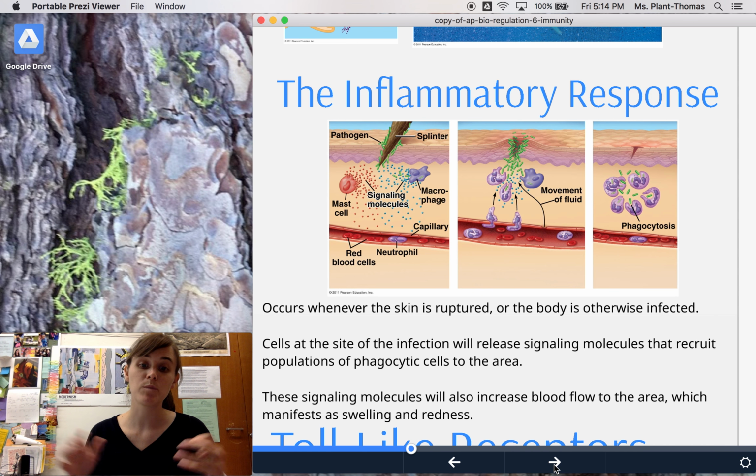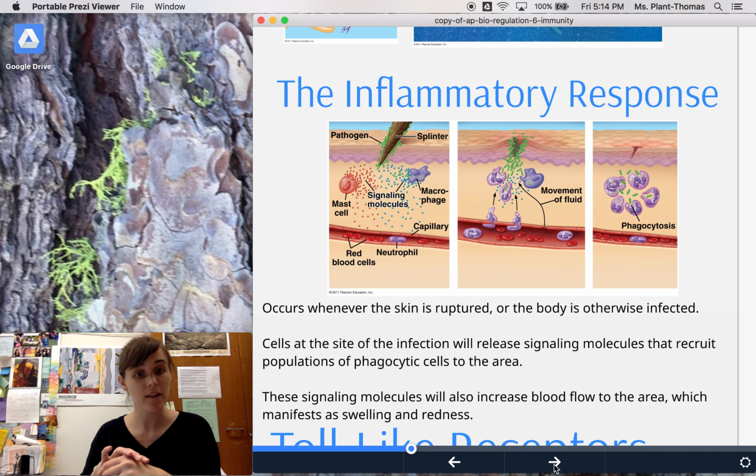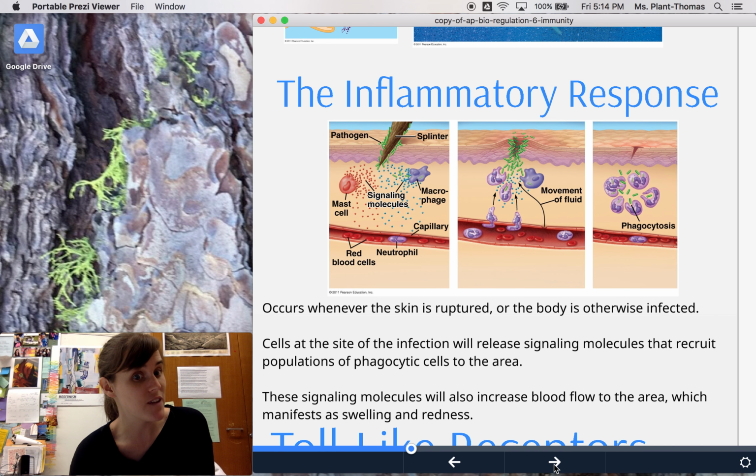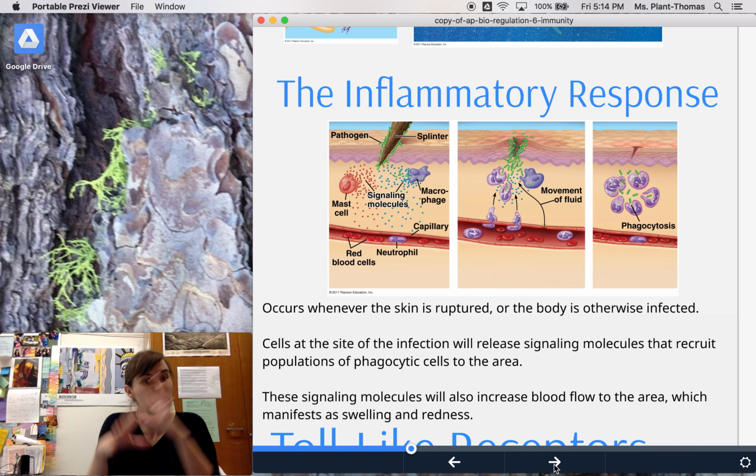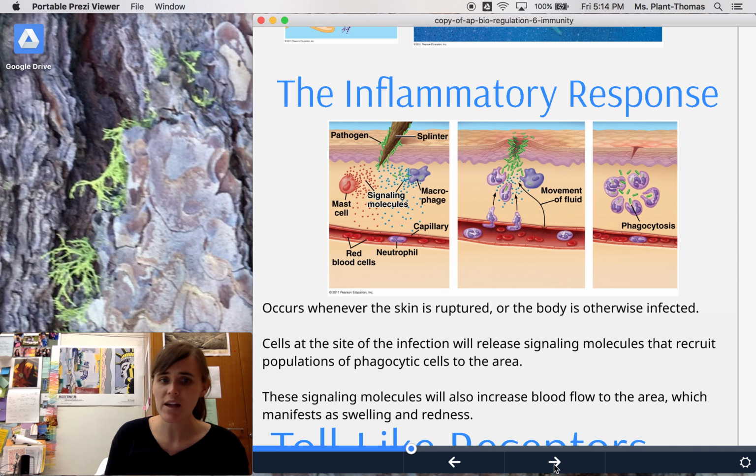They also increase blood flow to that area, trying to get those phagocytes to that area quicker, and that indirectly results in swelling, redness, warmth at that location, right? That's why if you get some sort of cut, like a really bad one, it might get swollen and red, right? Even if it's not getting terribly infected, but if it is getting really terribly infected, it's probably getting even more swollen and red. And so that's your inflammatory response to try to protect your body. Again, this is all non-specific.